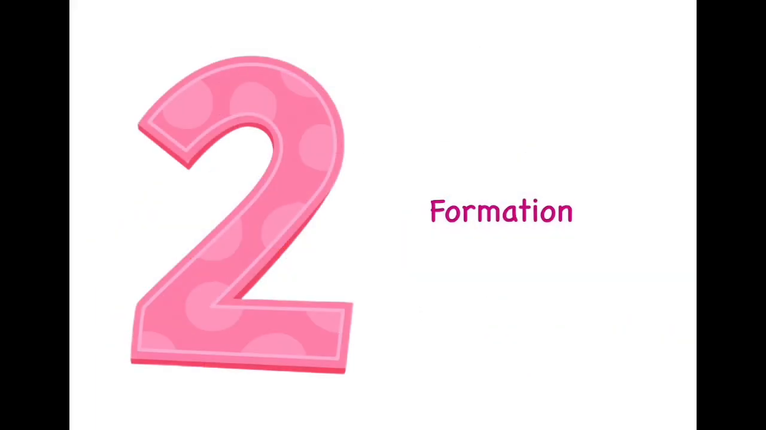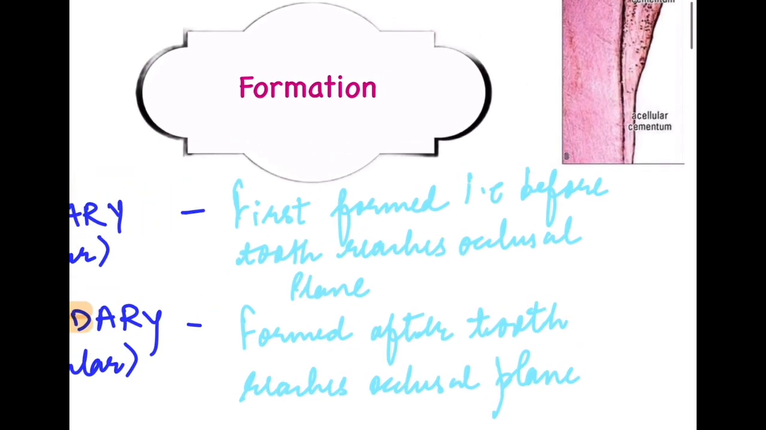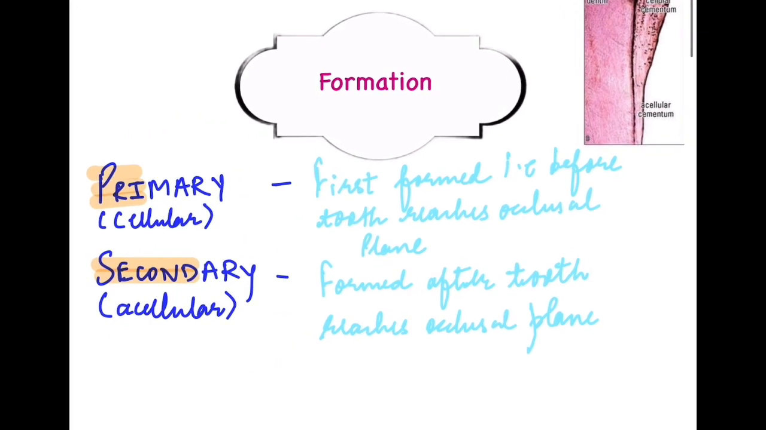Our next difference is between the formation, right? Cellular versus acellular. So the primary cementum or the cellular cementum is the cementum that is formed before the tooth reaches its occlusal plane, right? Whereas the secondary cementum or the acellular cementum is formed after the tooth reaches its occlusal plane, right? So in this diagram we can see that the acellular cementum is more present towards the apices of the root, right? So it is devoid of any cells and it is formed once the tooth reaches its occlusal plane.